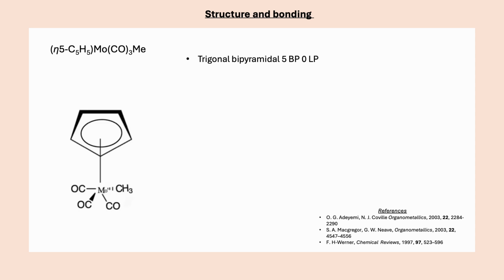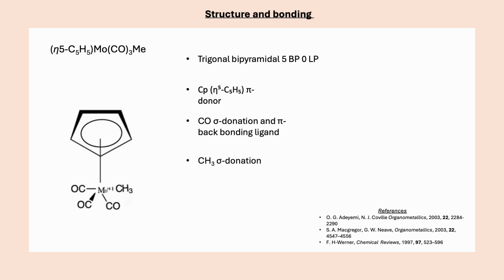Now let's discuss the structure and bonding of our complex. The complex is trigonal bipyramidal because it has 5 bonding pairs and no lone pairs. Our cyclopentadienyl ligand is a pi donor. Our carbon monoxide is a sigma donor and a pi back bonding ligand. And our methyl is a sigma donor.